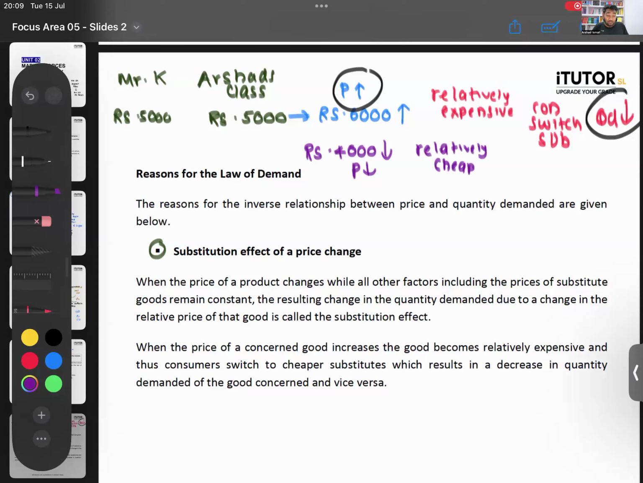As a result, people who are going to his class, what will they do? Consumers who are consuming the substitute will now switch to my good because I am cheap now. So consumers will now switch to the concerned good. Concerned good means my good. So as a result, what happens to my quantity demand? My quantity demand will start to increase. And that is the substitution effect. Price decrease, QD increase. So that is the substitution effect story.